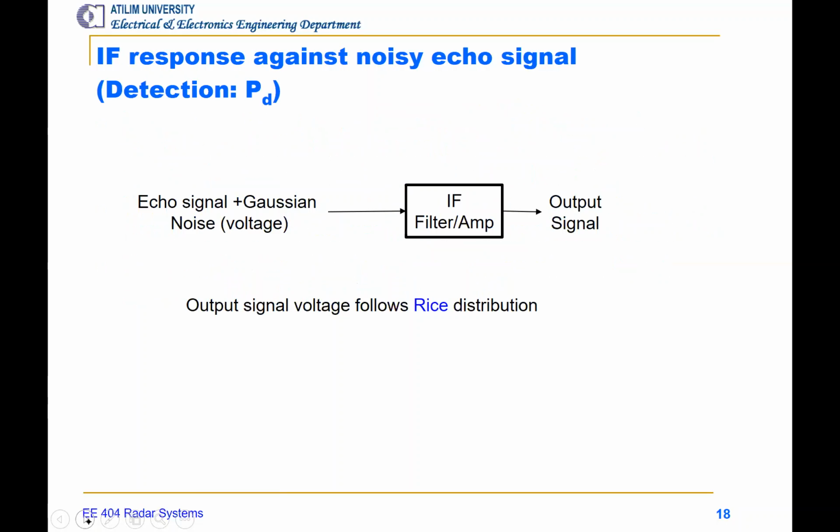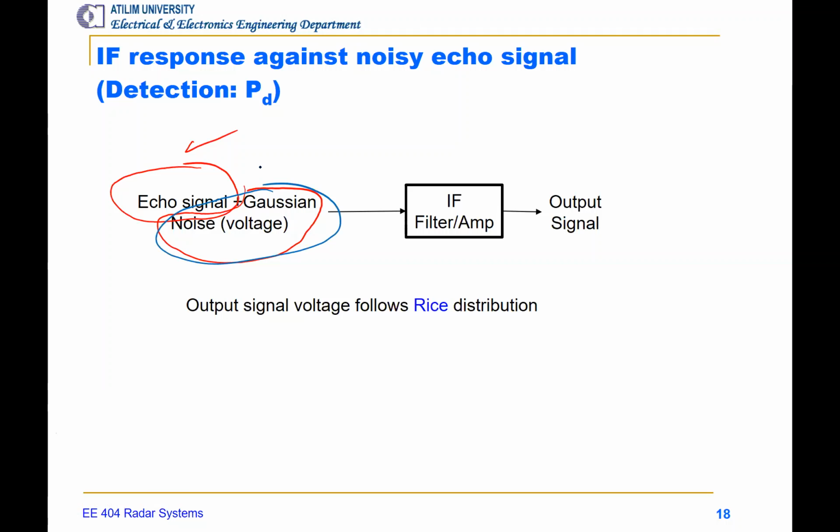Now let's go back to the IF system again. In the previous 3 or 4 slides, we evaluated Gaussian noise at the input of the IF amplifier, the IF stage. Now we add the echo signal. Echo signal plus noise.